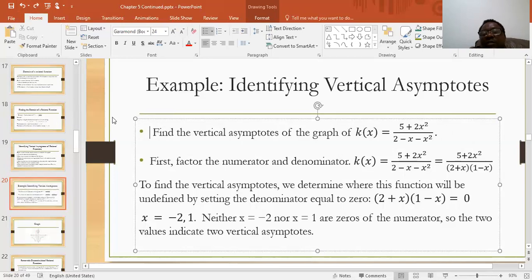The function is k of x equals (x plus 2x squared) over (2 minus x squared). We can factor the denominator. We cannot factor the numerator because it's the sum of two positive numbers. And then we will observe that the denominator can be 0 at -2 and 1. So those two values are the vertical asymptotes because as x goes to them, the numerator will not be 0. So the function will go to infinity.